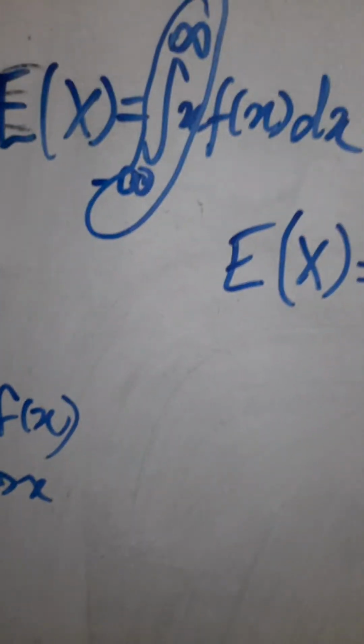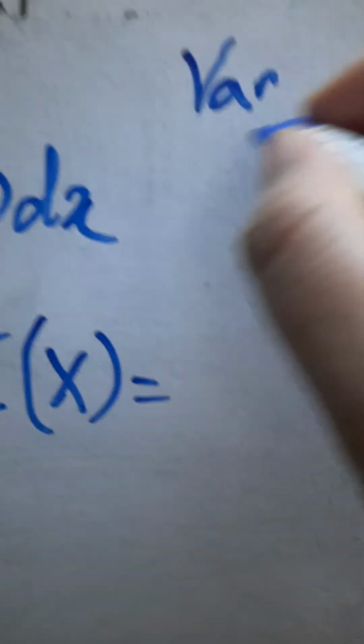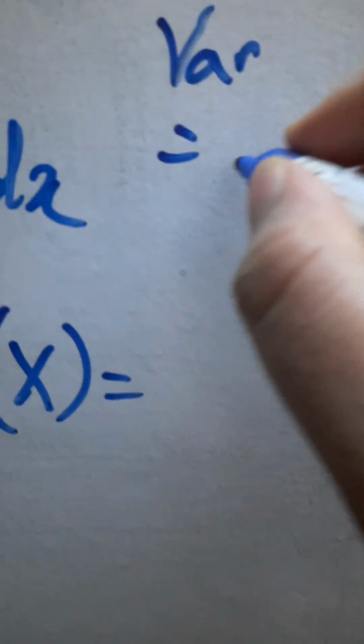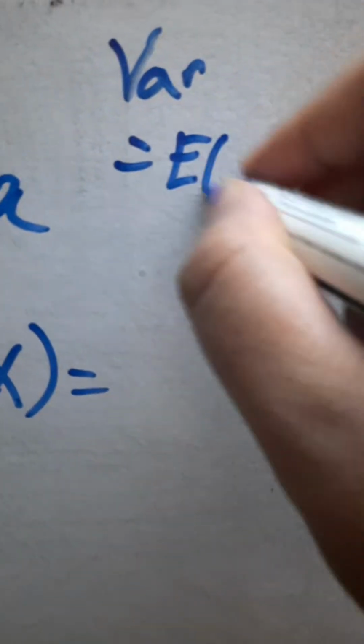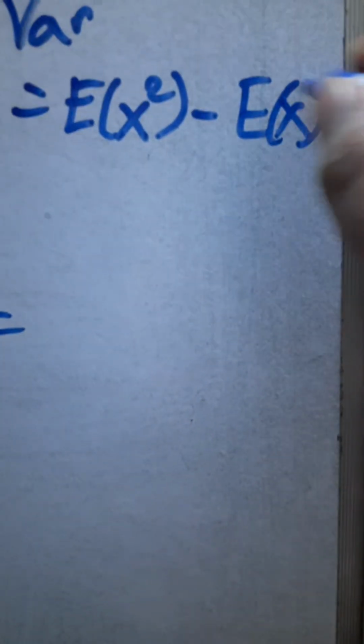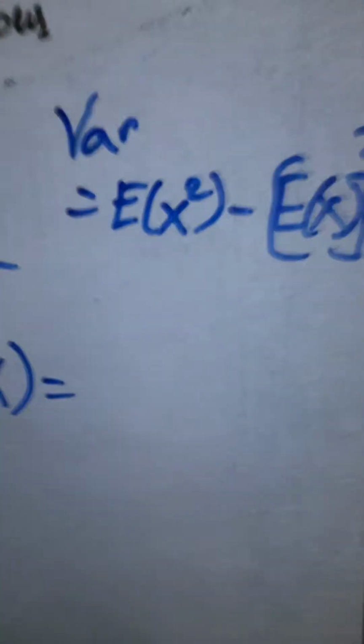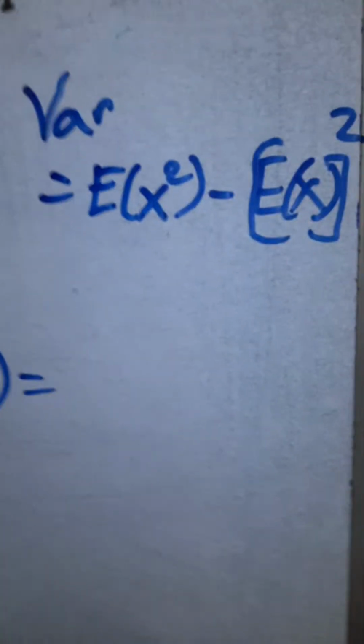Also, I had to define some other functions too, like variance. Let's just revise the formulas, where variance equals E of x square minus E of x whole square. Okay, let's go.